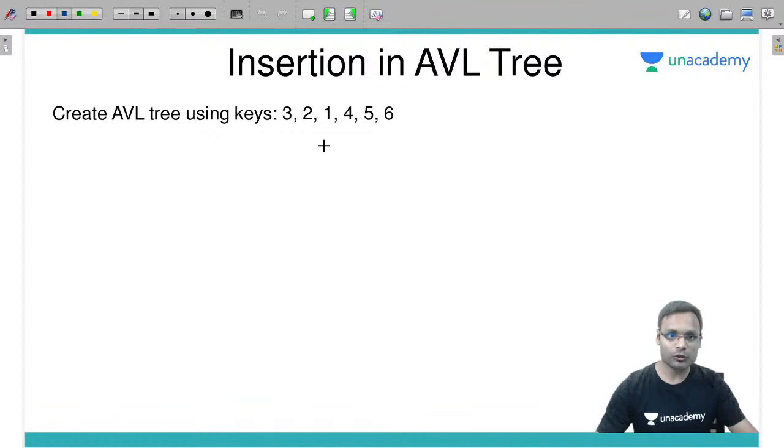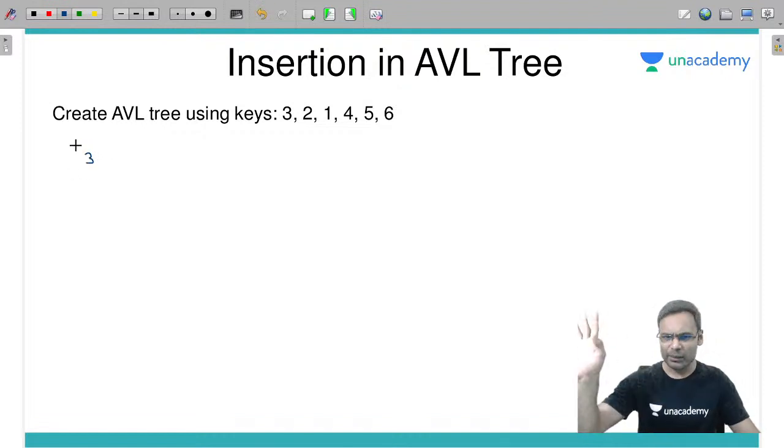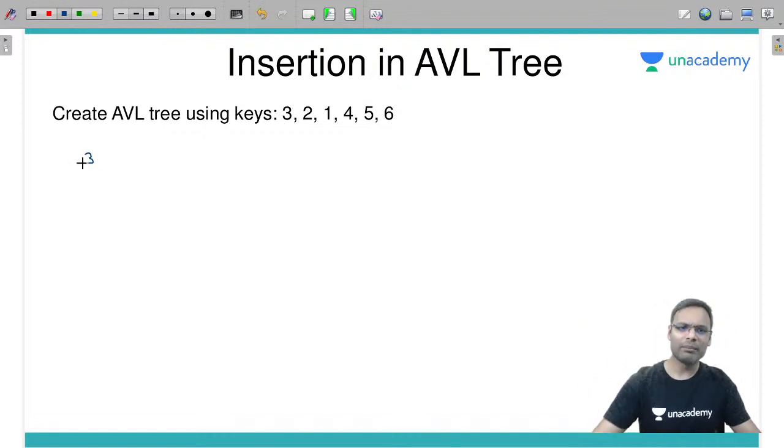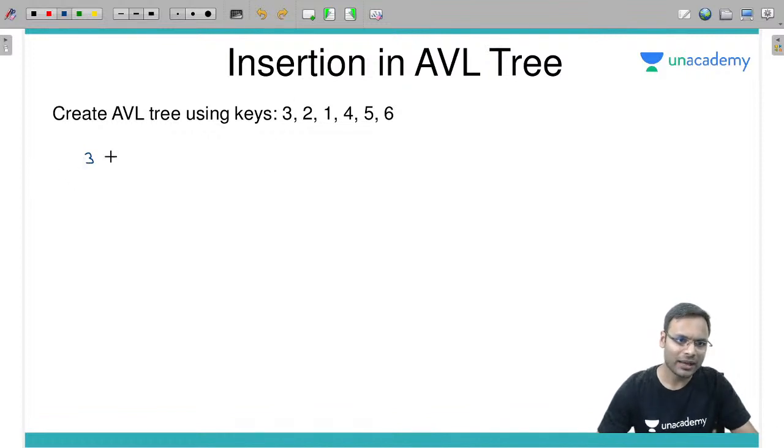You also do. First of all, value 3. We will insert 3. Single node, no imbalance. Two nodes, no imbalance. You can insert the next value, 2. Inserted the next value 2, there is no imbalance at all. After that, insert 1.